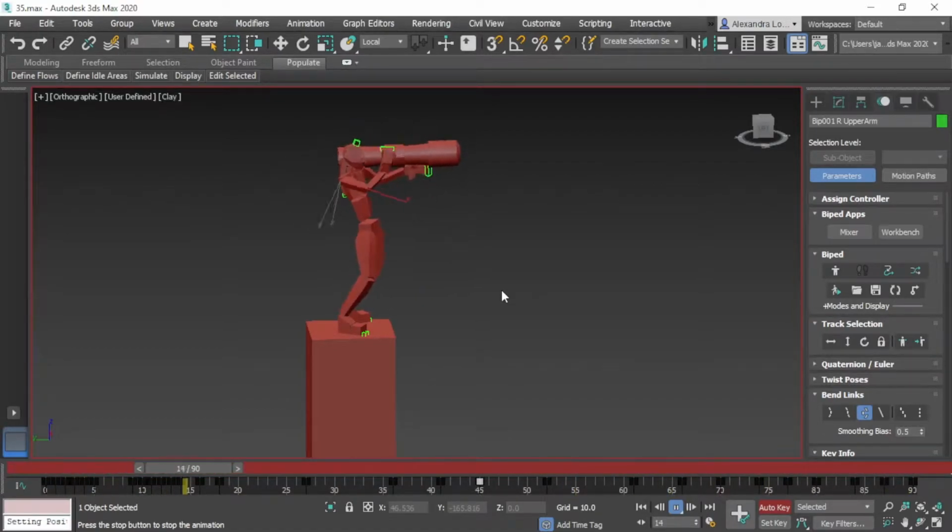I've been playing around with ZBrush. But anyway, enough of that.